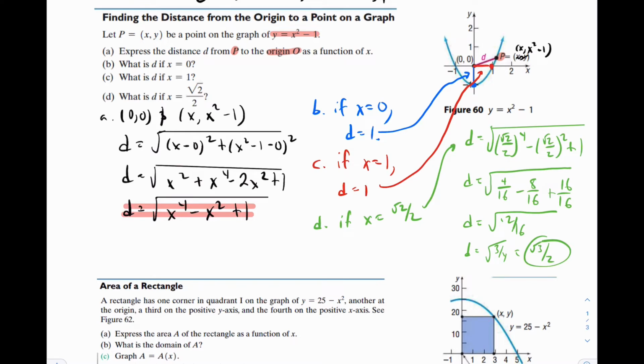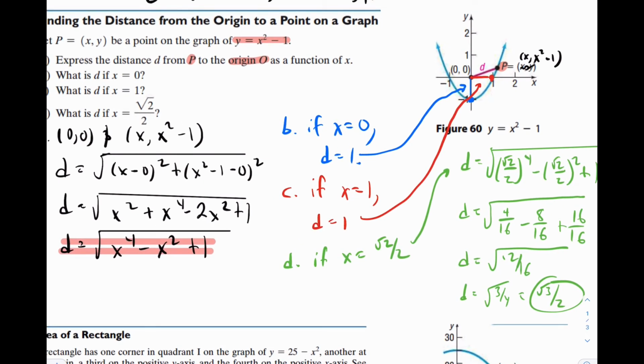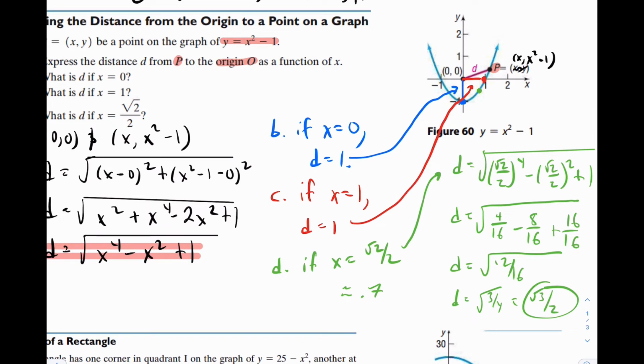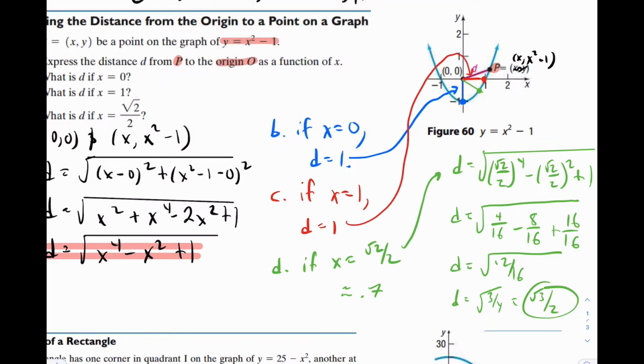So this is a little more complicated. So if x is root 2 over 2, that point would be, root 2 over 2 is approximately 0.7. So that would be somewhere over here. So we just found that this distance right here, this green line, and I'll get rid of this red line and make that nicer. That green line is going to be root 3 over 2, right there.